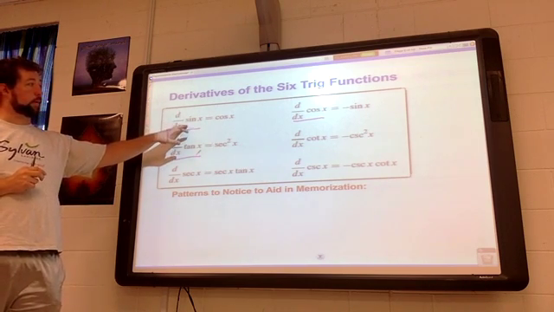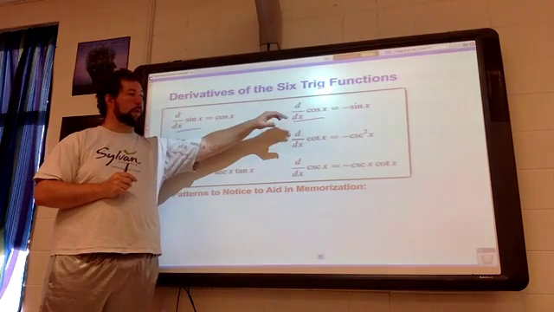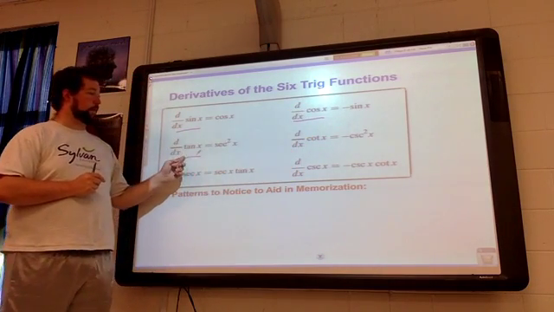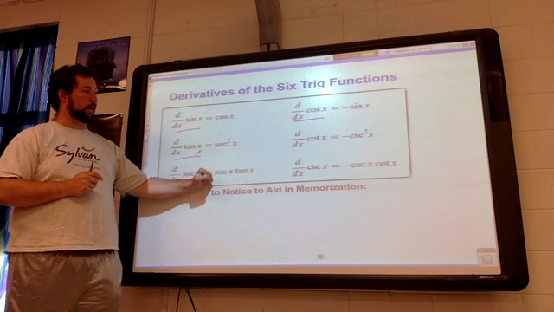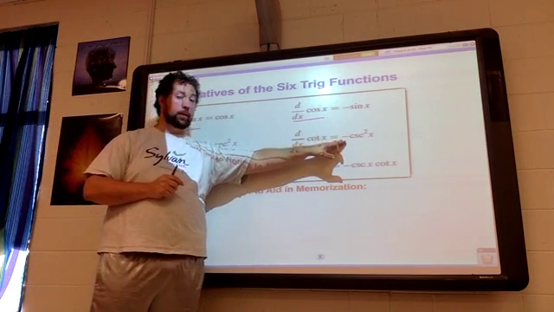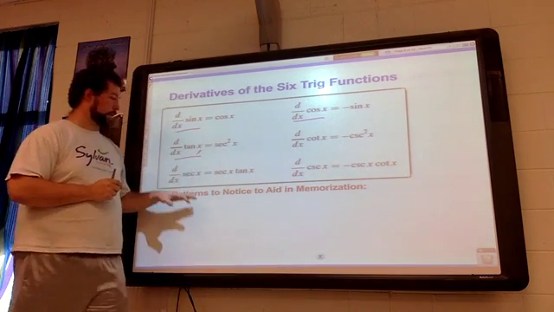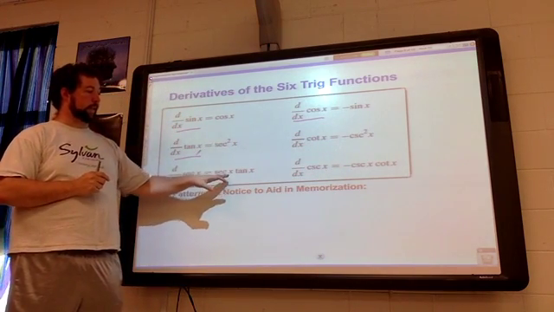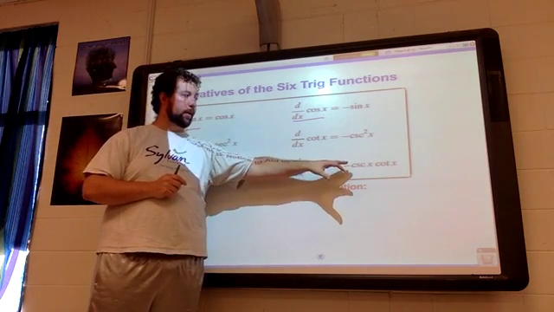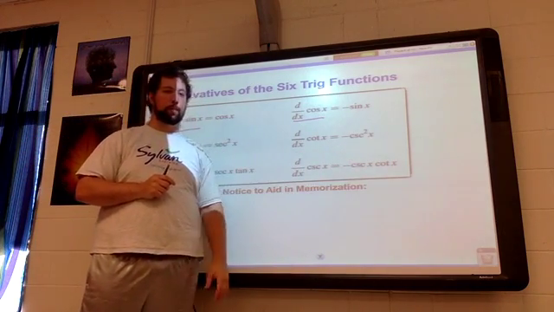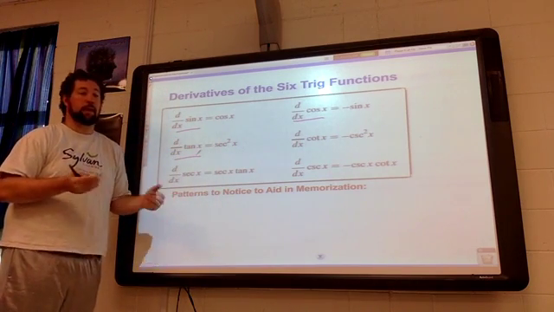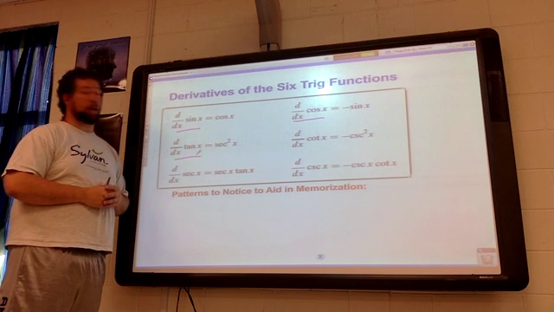Derivative of sine is cosine. We already got that one. Derivative of cosine is a negative sine. Derivative of tangent is secant squared. The derivative of cotangent is negative cosecant squared. Derivative of secant is secant tangent. And the derivative of cosecant is a negative cosecant cotangent. All right, and you just got to memorize. There's 6 of them. So 6 more things you got to memorize.